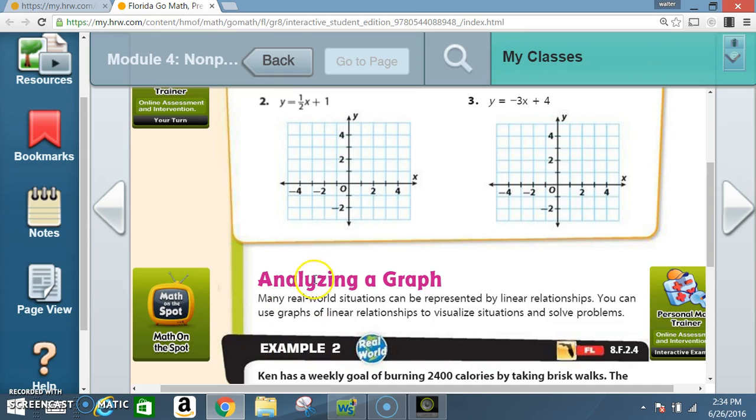Example 2, analyzing a graph. Many real-world situations can be represented by linear relationships. You can use graphs of linear relationships to visualize situations and solve problems.